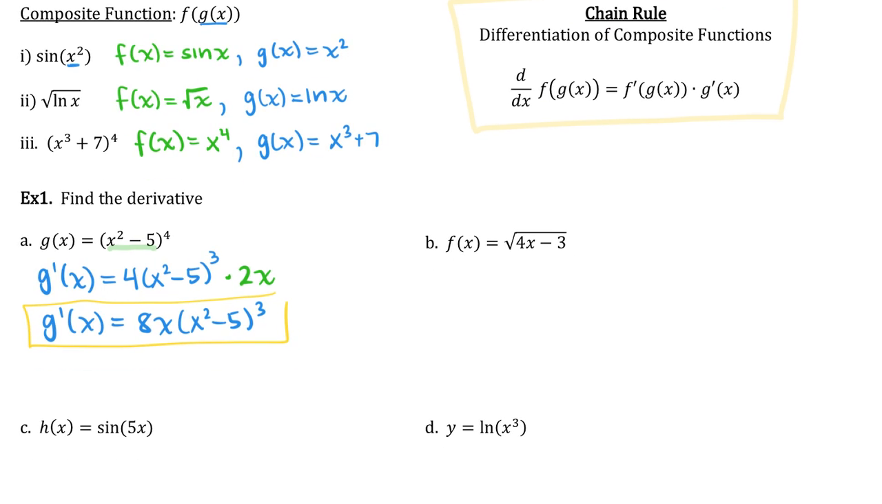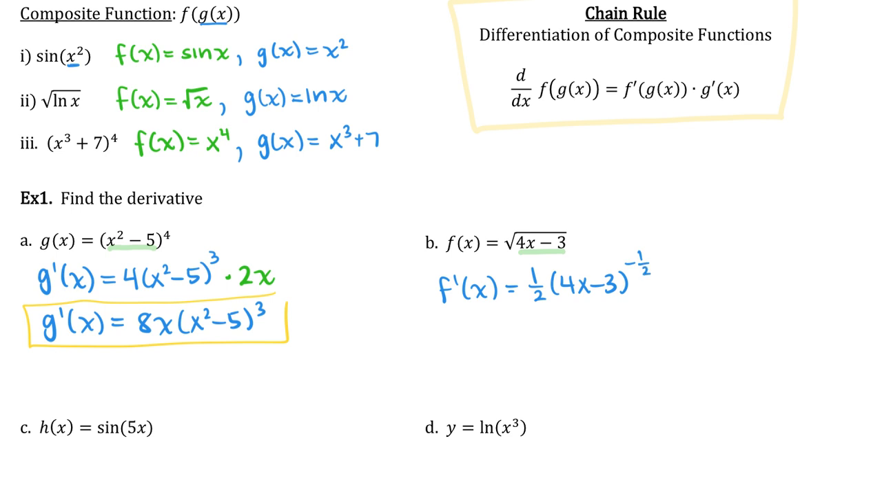Okay, f of x is the square root of 4x minus 3. So I am square rooting, but the thing I'm square rooting is the 4x minus 3, which also has an interesting derivative. Okay, so I'm going to do the outer derivative first. The outer derivative is that this is a square root function. Since a square root is to the 1/2, I'm going to bring down the 1/2. I don't mess with whatever's in the parentheses, but I am going to lower it to the negative 1/2.